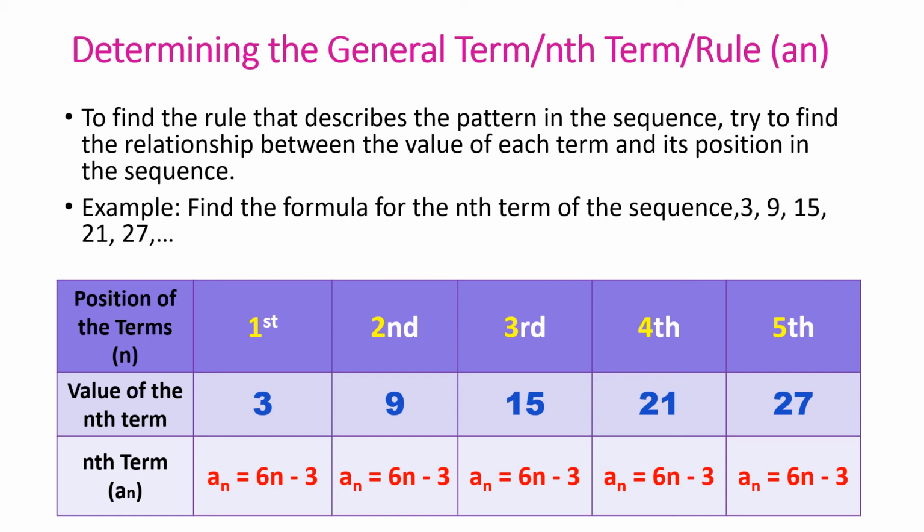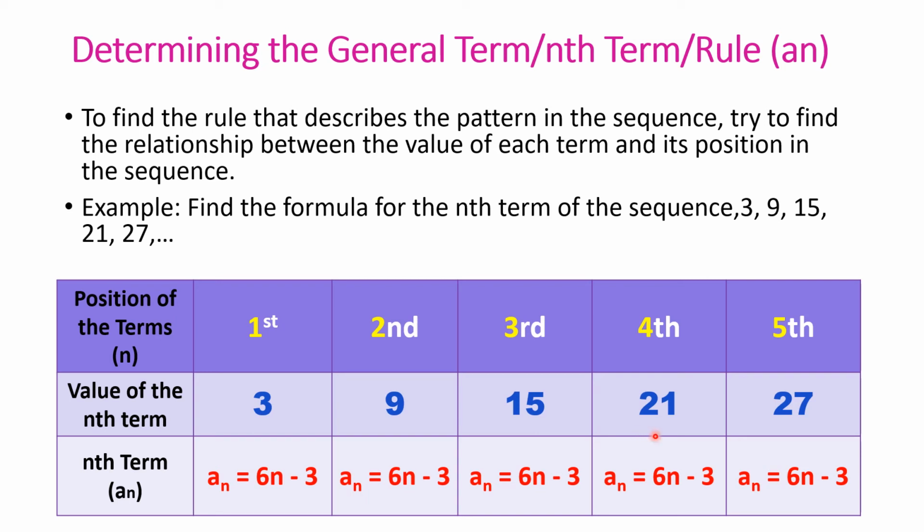So, itry natin sa second term. 6 times 2, that is 12, minus 3, kaya naging 9 ang value ng second term. So, okay tayo. Pagdating kay second term, applicable siya. Paano naman kay third term? 6 times 3, 18. Minus 3, kaya naging 15 ang value ng third term. So, applicable pa rin siya kay third term.